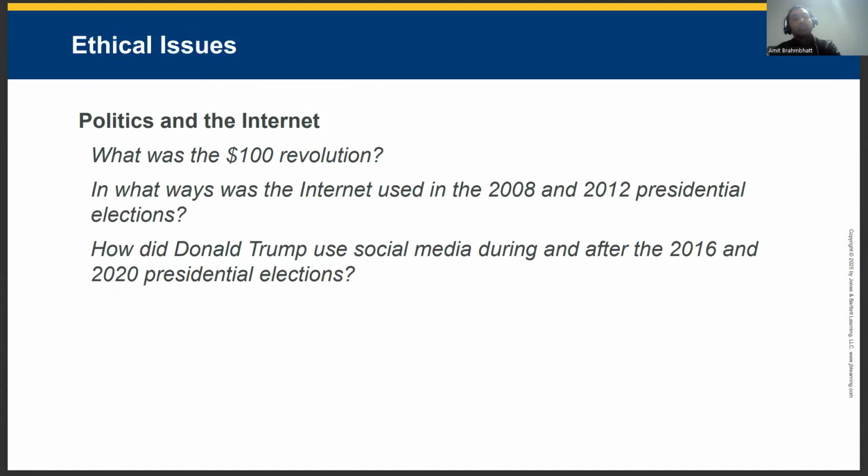Here the slide lists several questions about political use of internet. The $100 revolution refers to inexpensive tools that allowed small donors to influence elections. In 2008 and 12, candidates used social media for fundraising and communication. Donald Trump relied heavily on Twitter during and after the 2016 and 2020 elections. These examples show how technology transforms political engagement, raising ethical questions about misinformation, privacy, and influence.